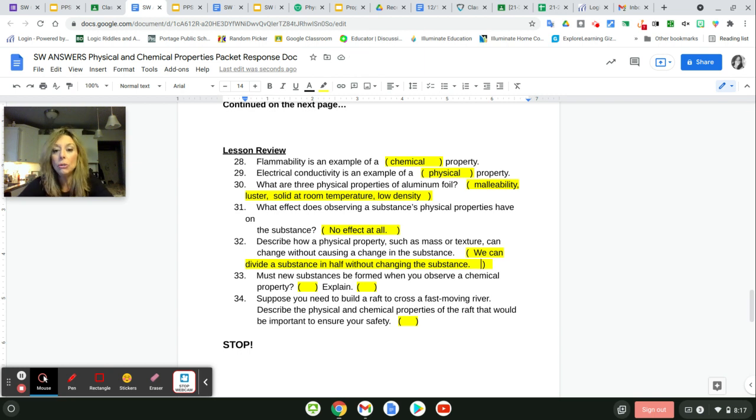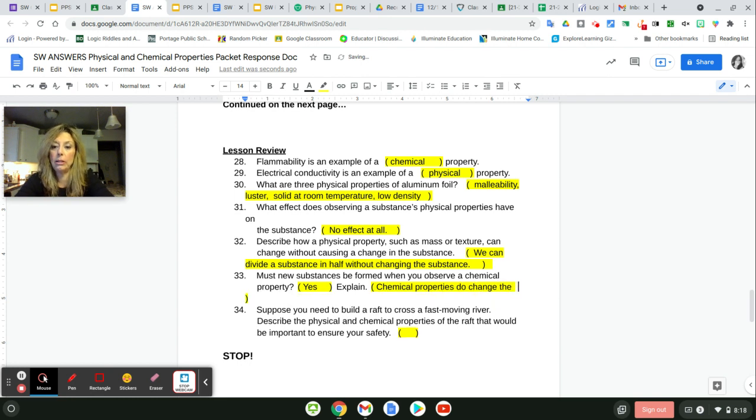Okay? Must a new substance be formed when you observe a chemical property? All right, so if you're observing the chemical property happening, then yes. Okay? Because it's not a chemical property if you don't. So chemical properties do change the identity of a substance and cause it to become something new.